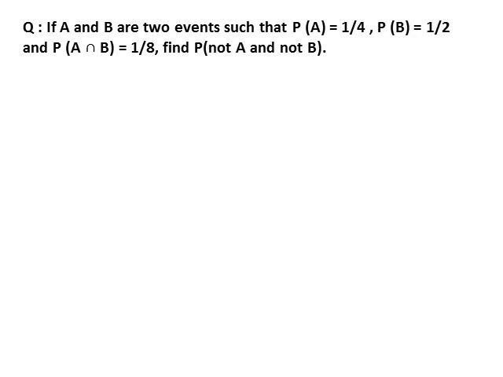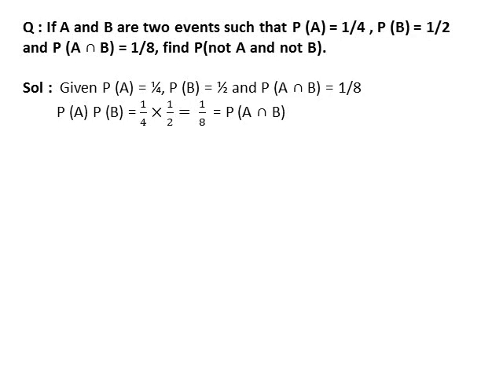Next question. If A and B are two events such that P(A) equals 1/4, P(B) equals 1/2 and P(A intersection B) equals 1/8, find probability of not A and not B. Students, in this question, if we multiply P(A) with P(B), it equals 1/4 multiplied by 1/2 equals 1/8. Also, probability of A intersection B equals 1/8. So, we get P(A intersection B) equals P(A) multiplied by P(B). It implies A and B are independent events.